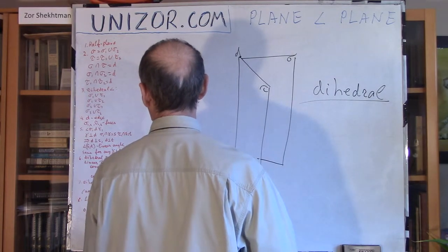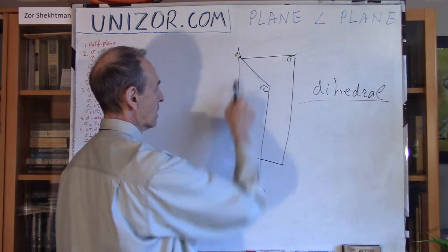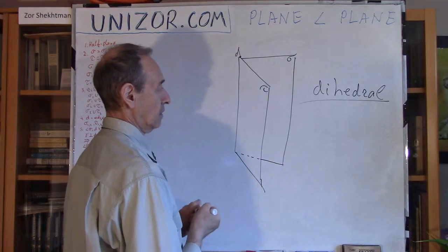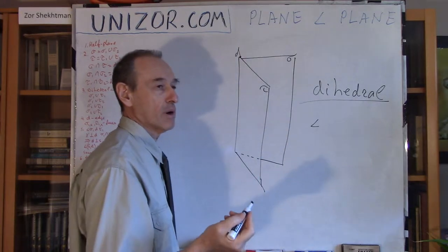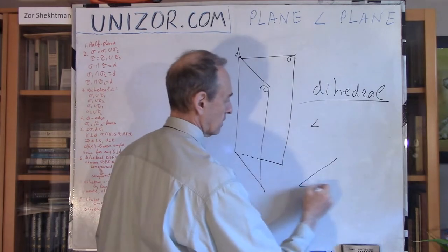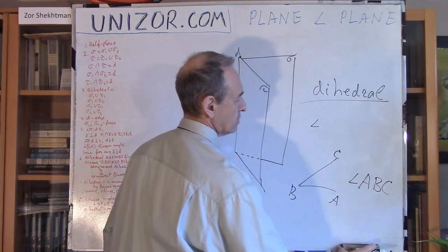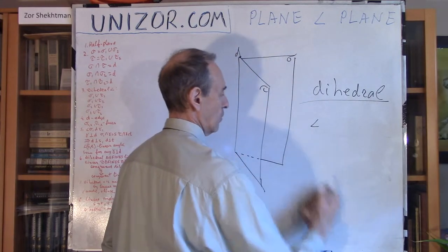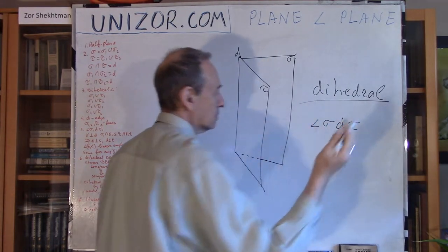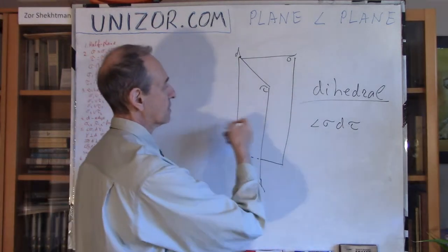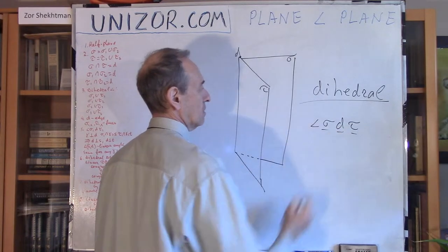Now, what can we say about these two things? The combination of two half planes with a common edge is a dihedral angle, and you can use symbolics like, you remember when we were talking about angles, with points B, A, C, the symbolics would be A, B, C, this is the angle. So I'm trying to be in the same vein, and I can say that symbolically this particular angle can be written as sigma d tau. We can obviously put some letters and use the letters, but in this case I think it's symbolically more correct, because it's half plane, edge, and another half plane.